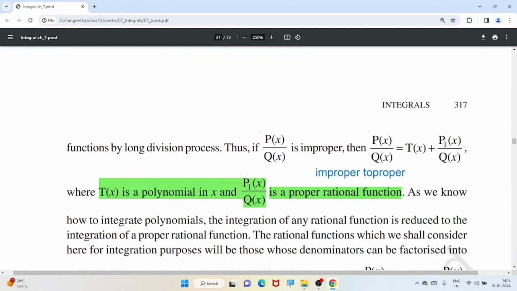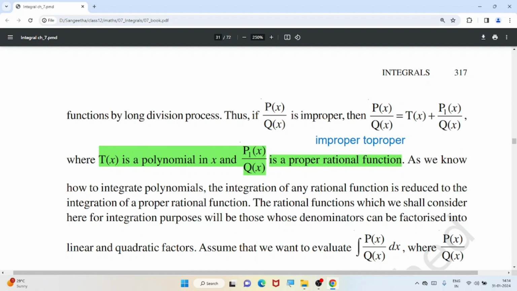So if it is improper, how do we convert it into a proper one? To convert improper to proper, you add one more polynomial, t of x, which is a polynomial. Then this becomes a proper one.